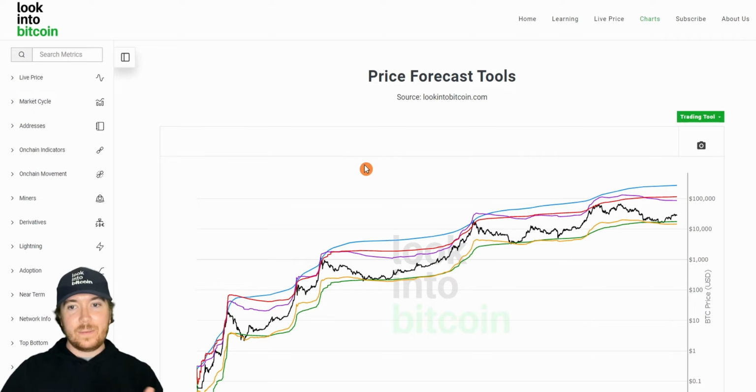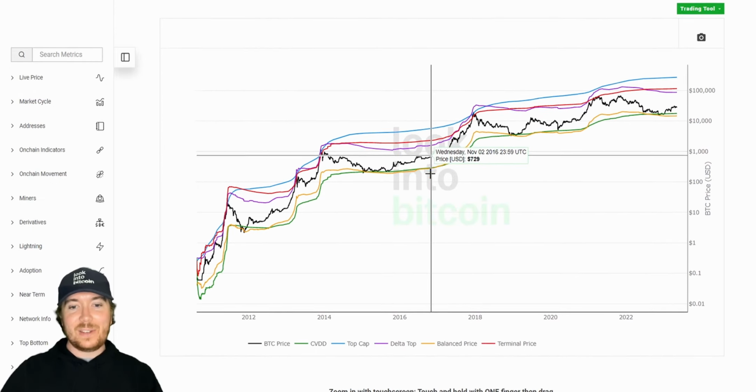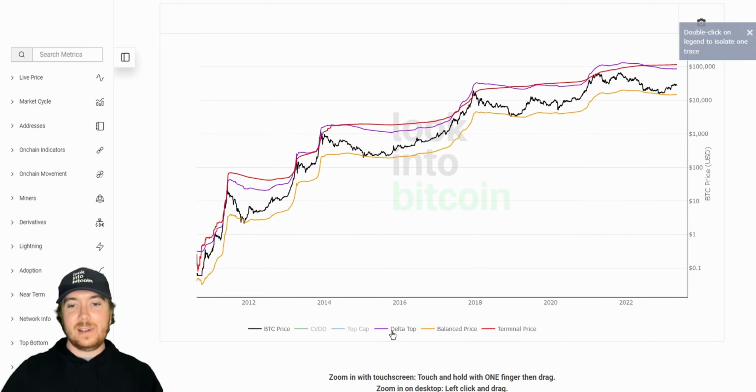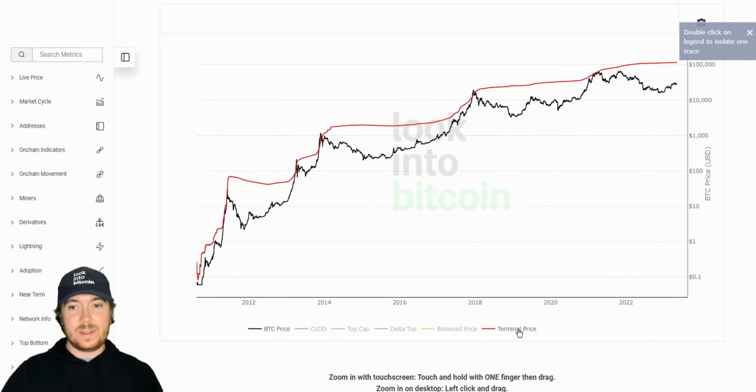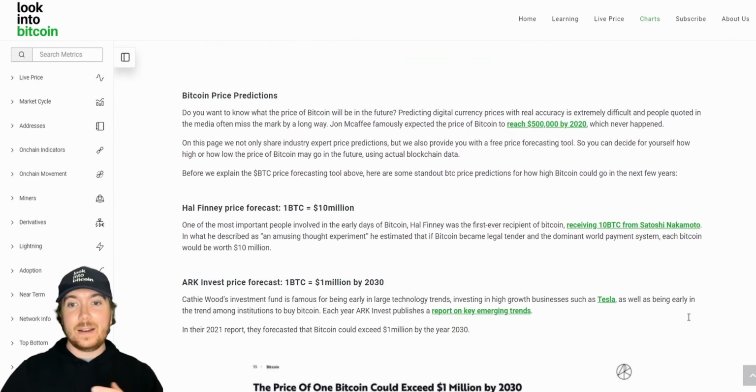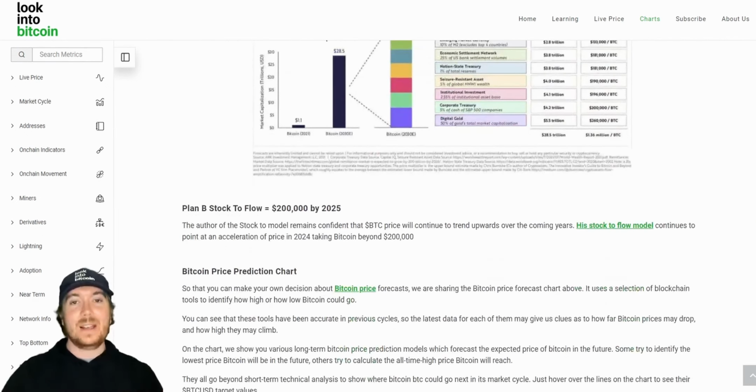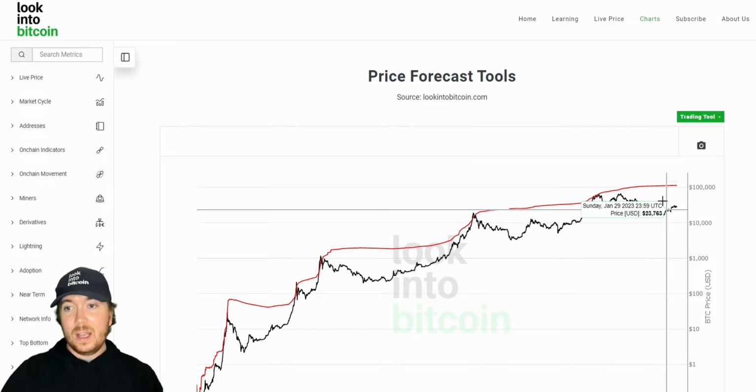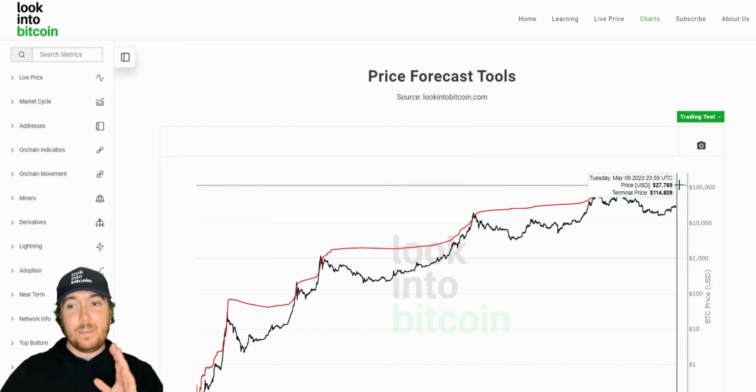Well, if we look at the price forecast tools, there's actually one metric which has predicted very accurately the topping price in each of Bitcoin's bull cycles, and this is the terminal price. I won't go too much into the calculations behind this metric as it's fairly complex, but if you go on to Look Into Bitcoin and scroll down, you'll see all the calculations behind that. On our YouTube channel, we've done an explainer video previously about the price forecast tools, which I definitely recommend checking out. But this is currently predicting Bitcoin to peak at around $114,000 to $115,000, which I definitely wouldn't complain at.